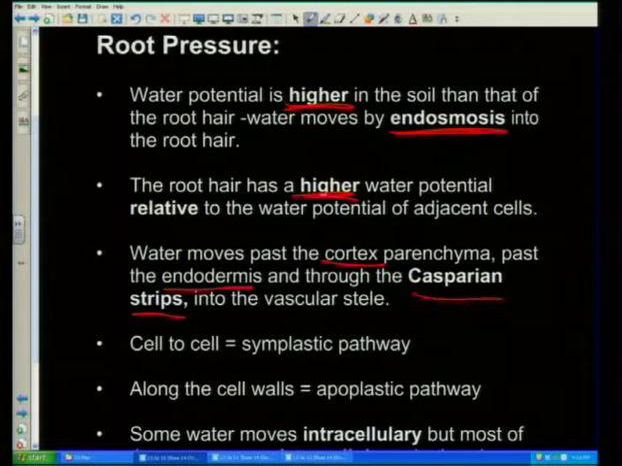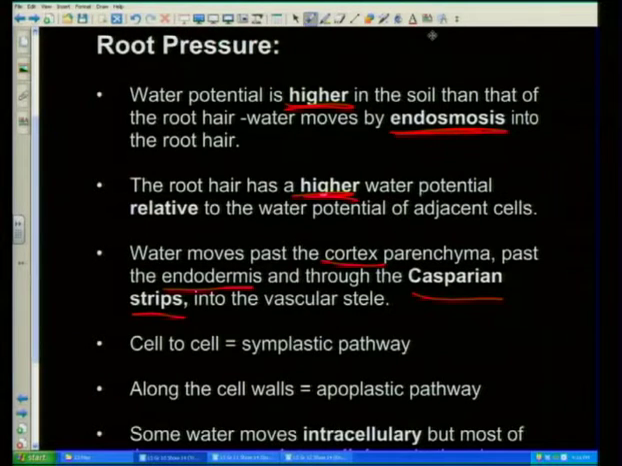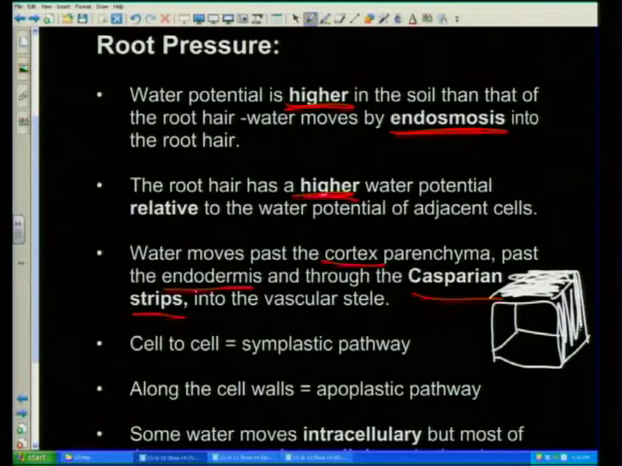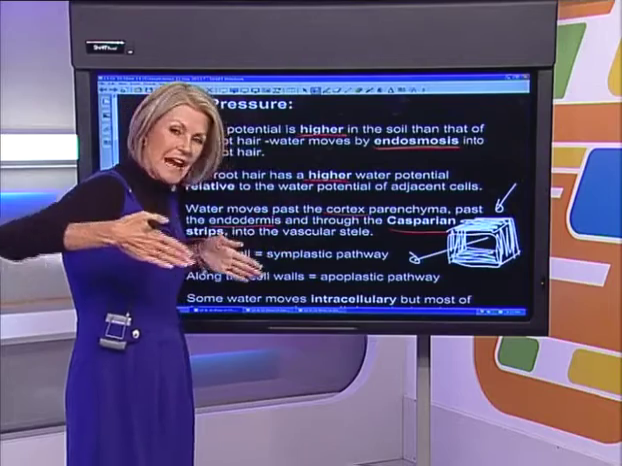Now remember the Casparian strips? Let's just quickly recap here. Your Casparian strips is, if this is your endodermal cell, you've got your Casparian strips, which are like that, and they prevent the water from going up and down and sideways. It directs the water from that direction through here to the xylem. So it directs that water.